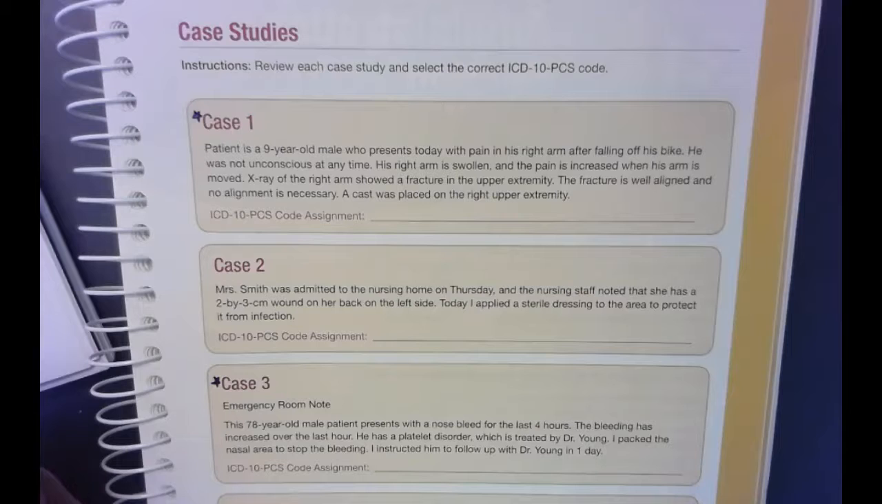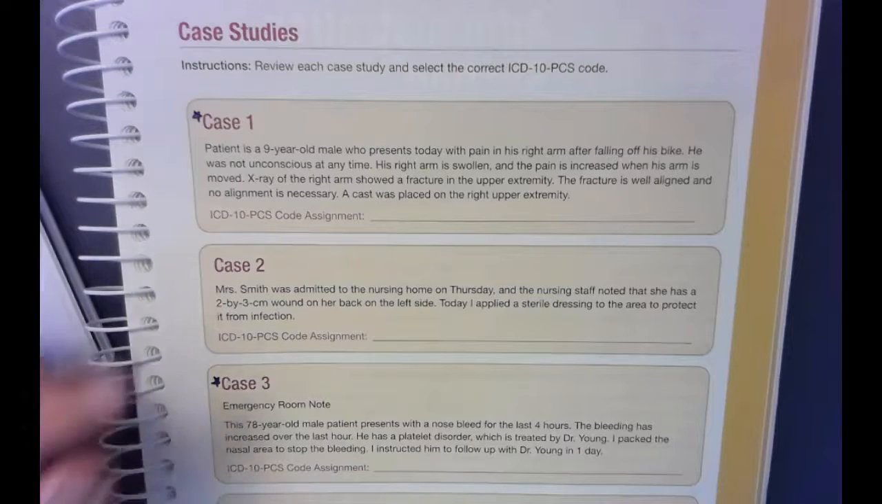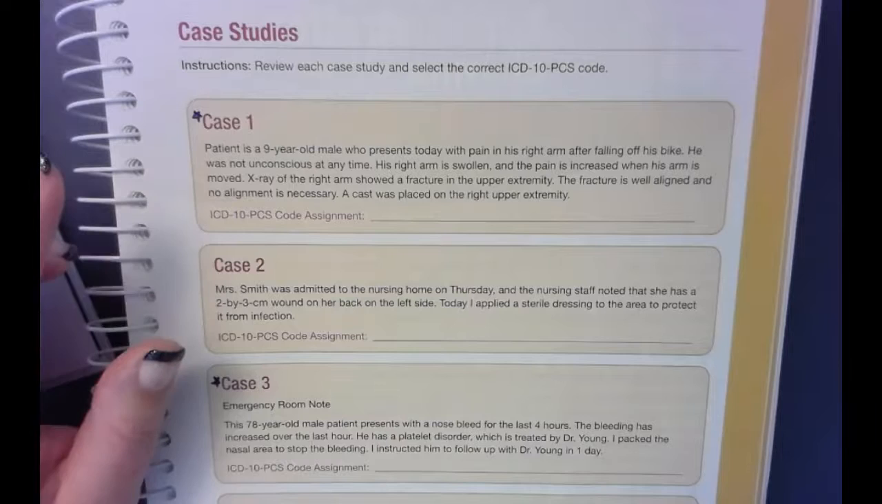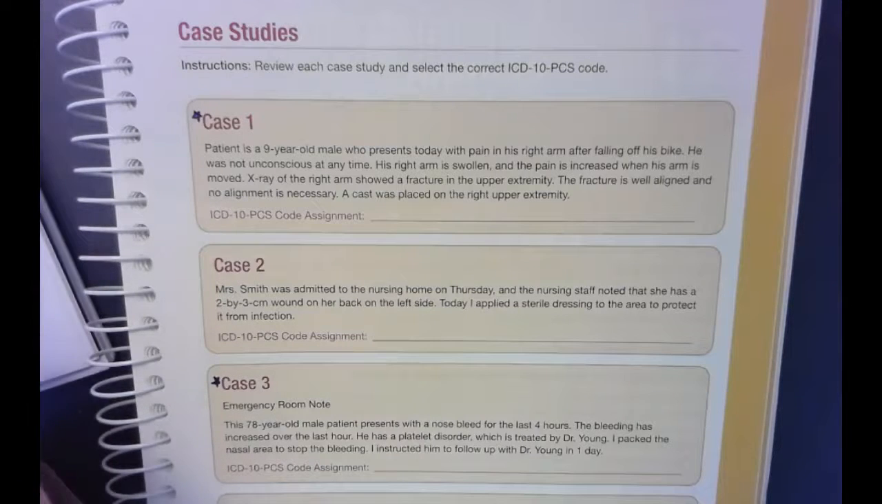The patient is a 9-year-old male, presents today with pain in his right arm after falling off of his bike. He was not unconscious at any time. His right arm is swollen. His pain is increased when the arm is moved. The x-ray of the right arm showed a fracture of the upper extremity. The fracture is well aligned and no alignment is necessary. So a cast was placed on the upper extremity.